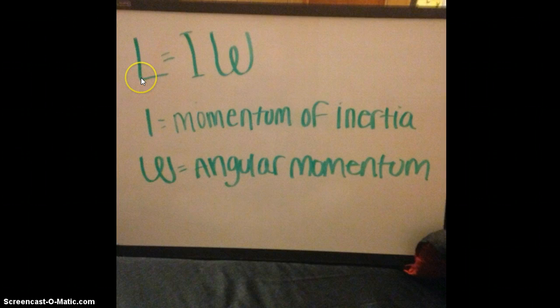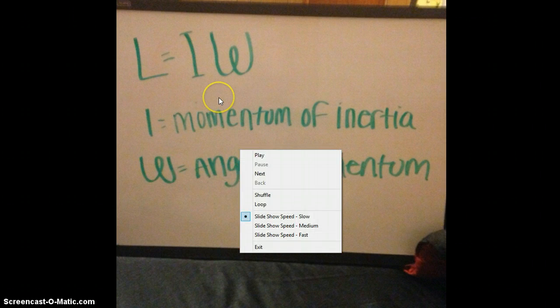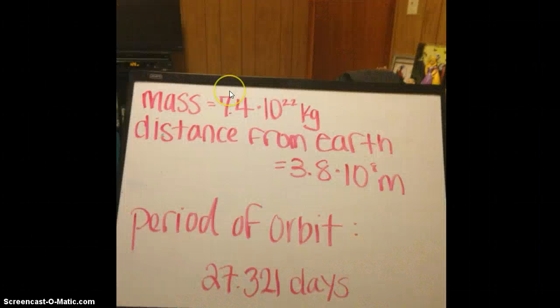Alright, so we have angular momentum, which is represented as L, equals the moment of inertia times omega, where omega represents angular velocity. We're given that the mass of the moon is 7.4 times 10 to the 22nd kilograms, and it orbits at a distance of 3.8 times 10 to the 8th meters from the Earth. We're also given that the period of orbit is 27.321 days.